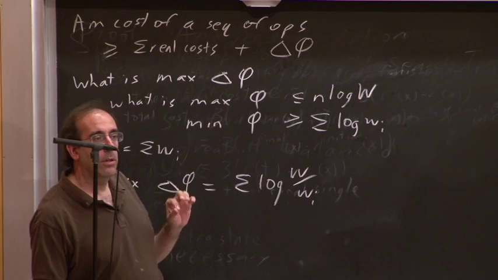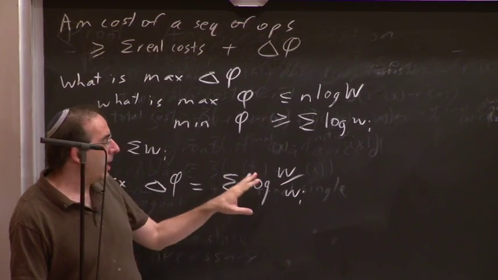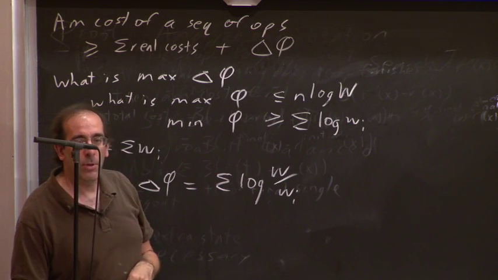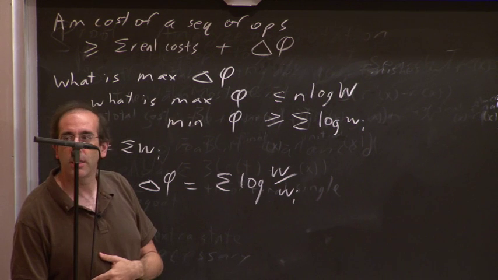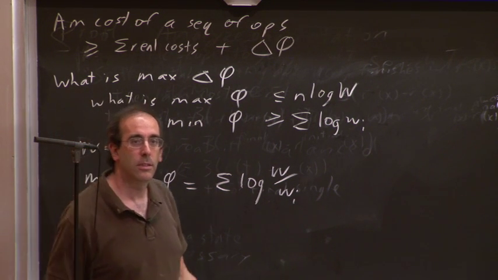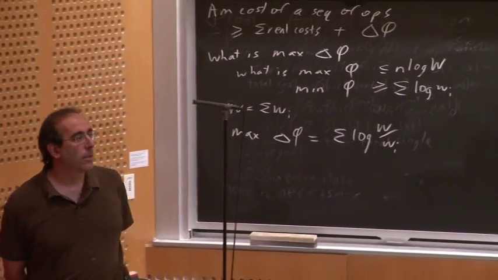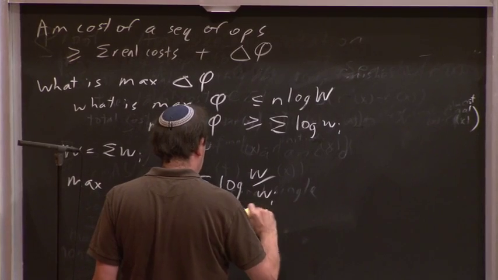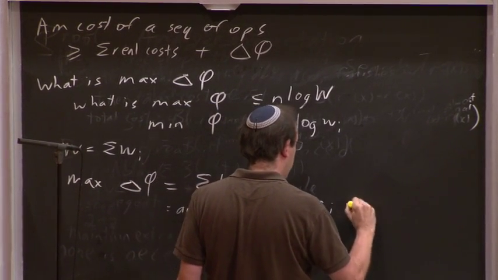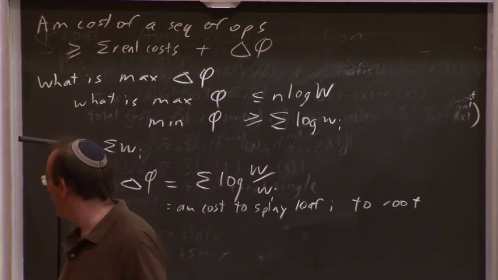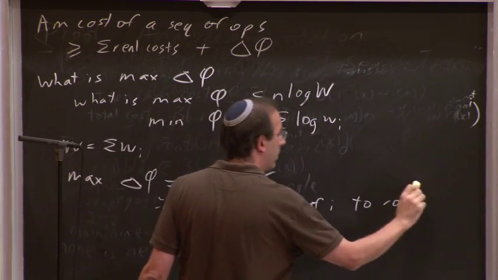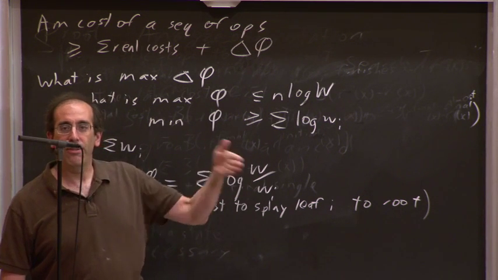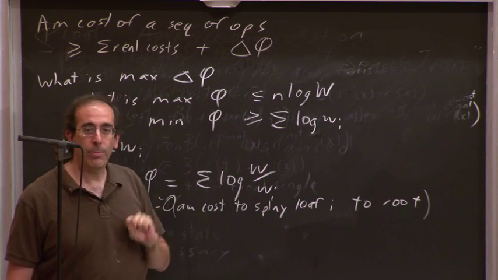Now, going back to our amortized bounds, what is log of W over wi? How might that emerge from doing an amortized analysis of an operation? What operation would produce this cost? So this is equal to the amortized cost to splay leaf i to a root. There's an O in there. So my error term, the amount by which my amortized bound may be off from my real bound, is upper bounded by the cost of splaying each node to the root.